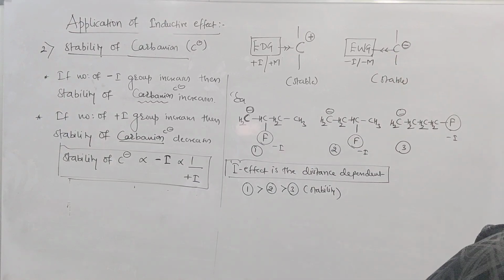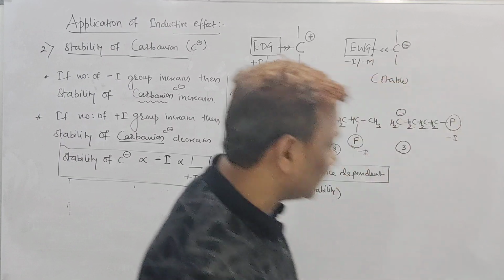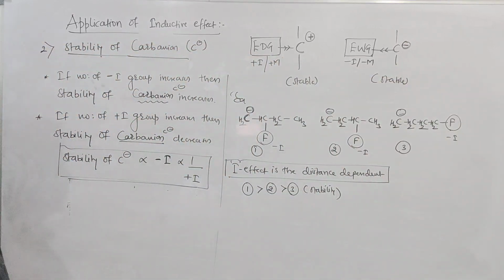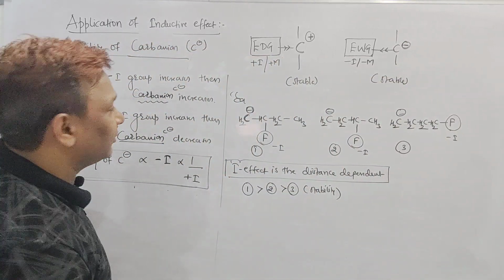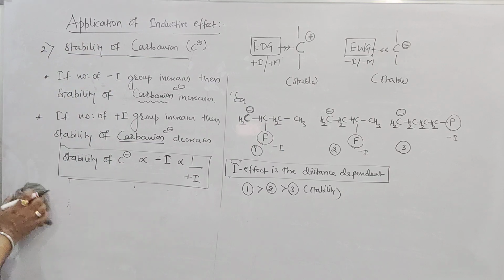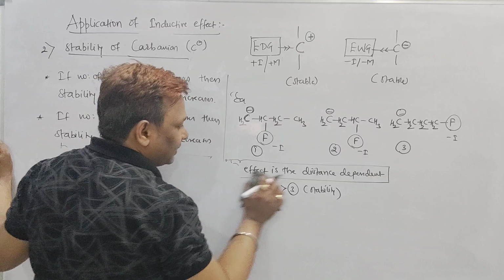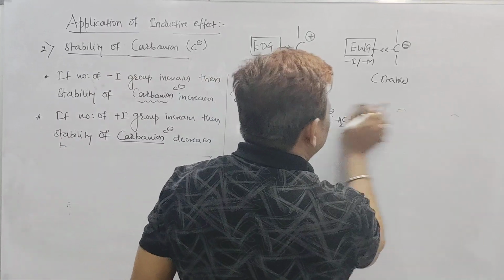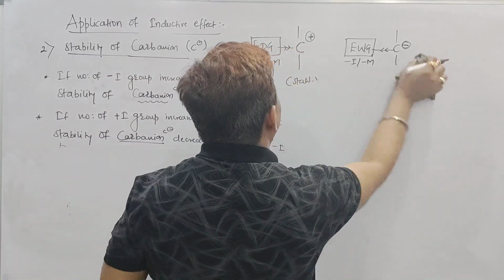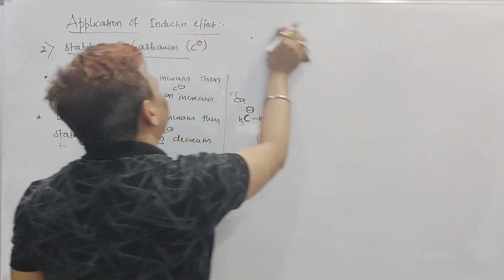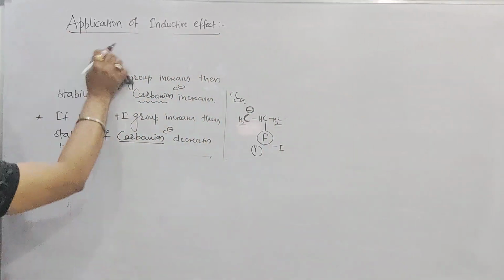Because we know inductive effect is distance dependent, beta. As it is distance dependent, the effect will be more from near and less from far away. So this is one more part we have seen, that is the stability of carbanion. But the third one we will see is acidic and basic strength, that is the application of acidic and basic strength for the inductive effect. This is another application.